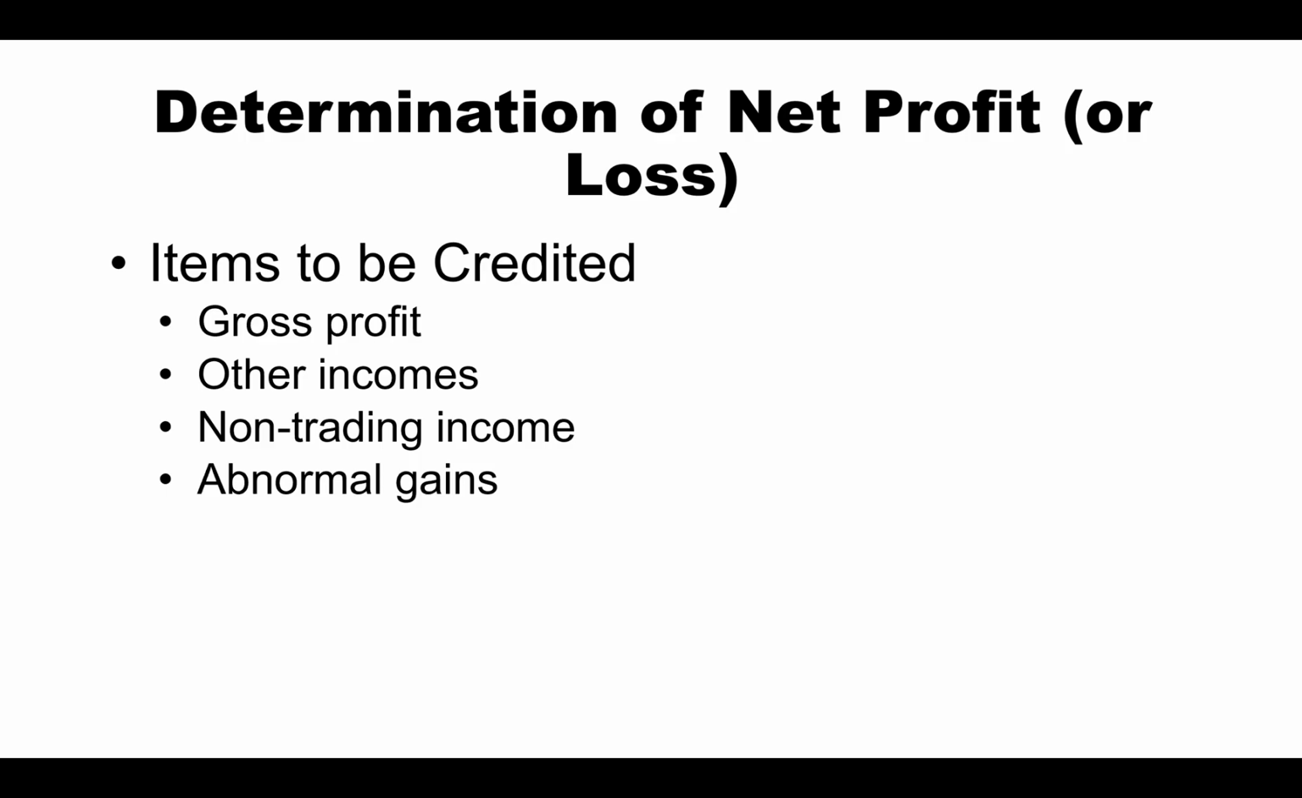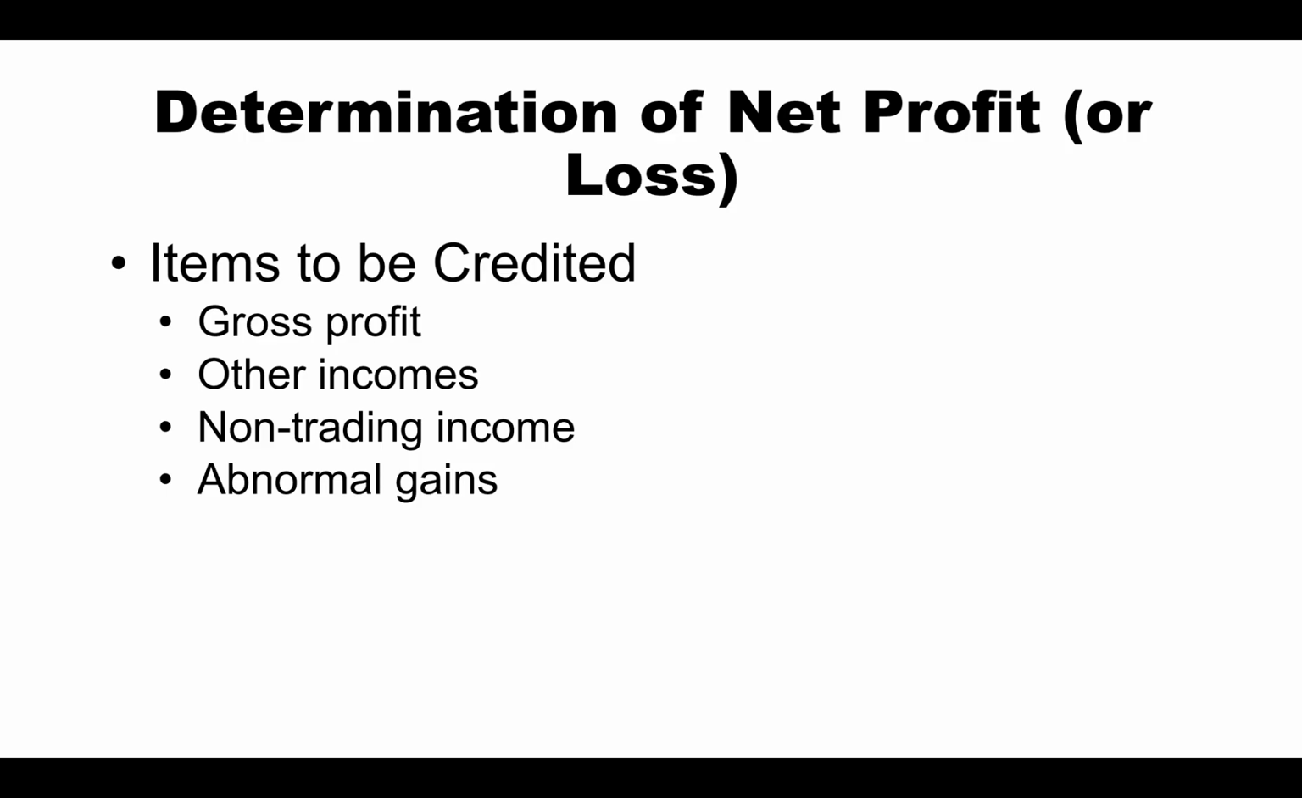Then you have non-trading income. It may have various transactions with the bank. So we are also going to credit that. Abnormal gains. This one arises out of sales of fixed assets. So we shall also credit that.